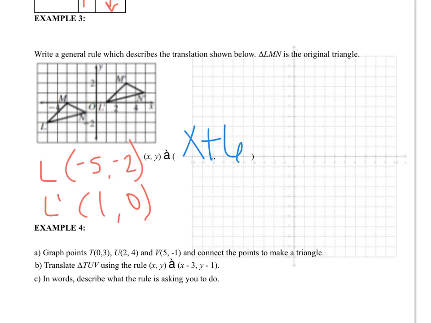Now, let's look to see how much we went up, okay? So I went up 1, 2. So is -2 plus 2, 0? Of course it is, -2 plus 2. So then the rule for y would be y plus 2. And that's our rule for that translation. Okay?